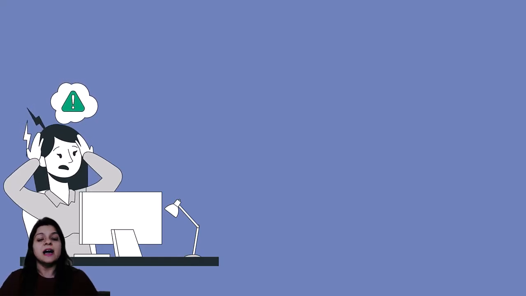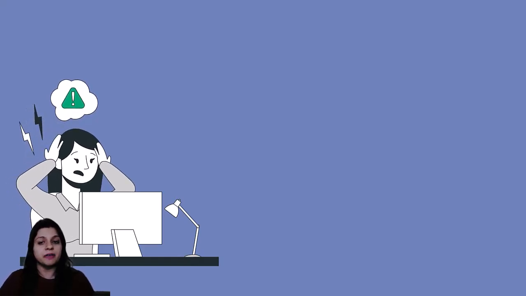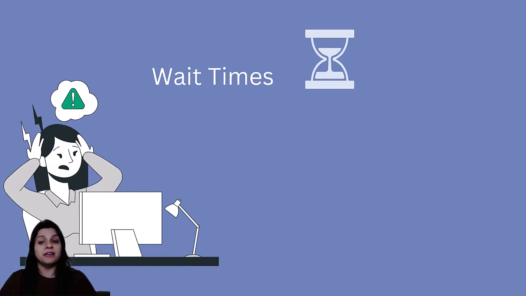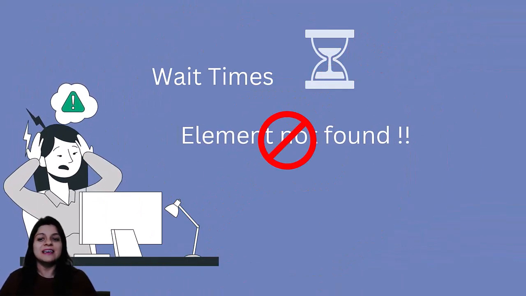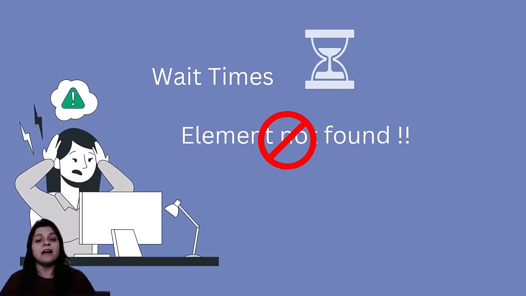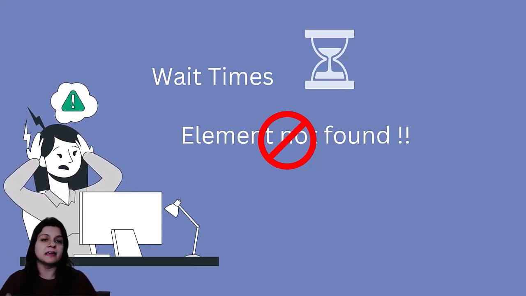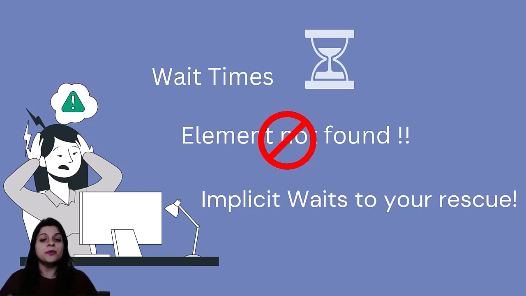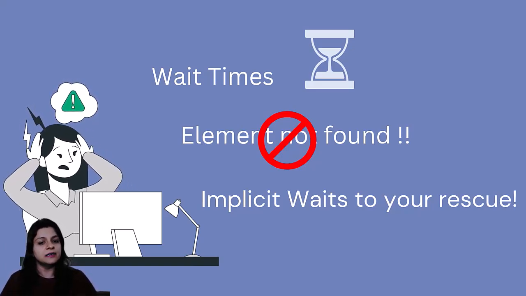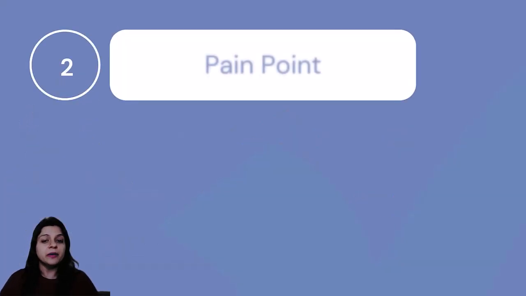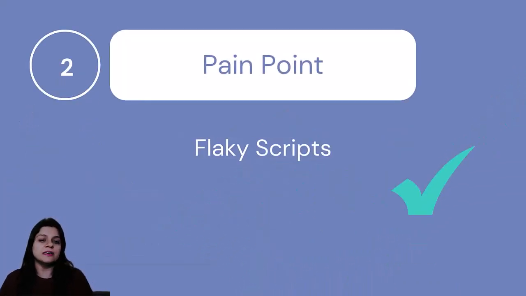On top of that, another most frequent reason your scripts fail on rerun is wait times. Element not found exception. Haven't we all seen it? And that has us having to add wait statements everywhere, right? Well, Sahi Pro has implicit waits that are automatically used to wait as required. So there you go. Pain point number two of flaky scripts solved.